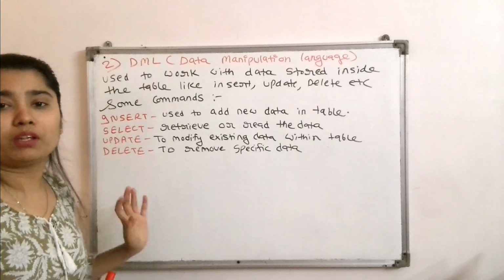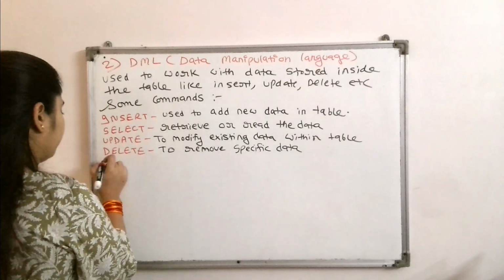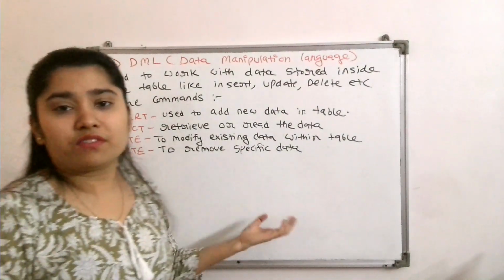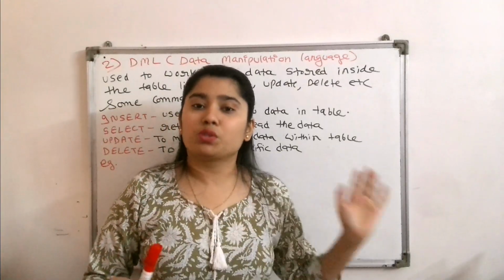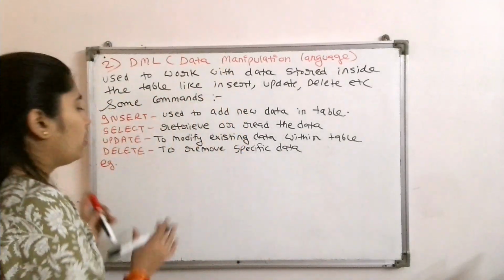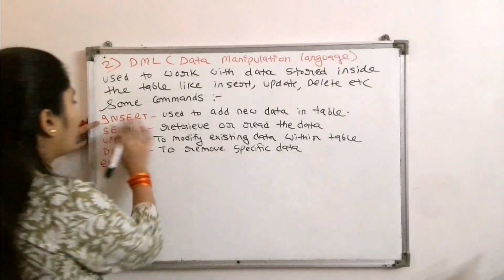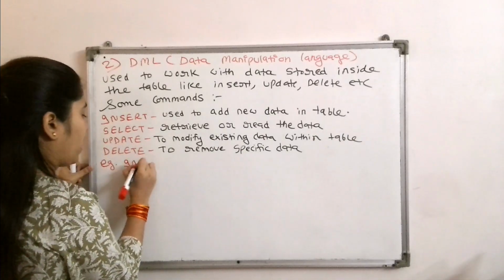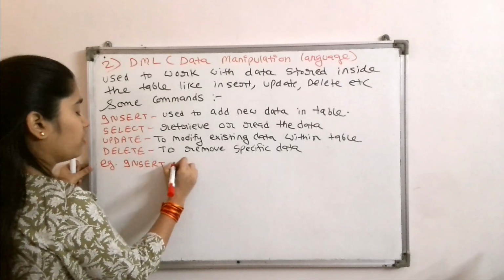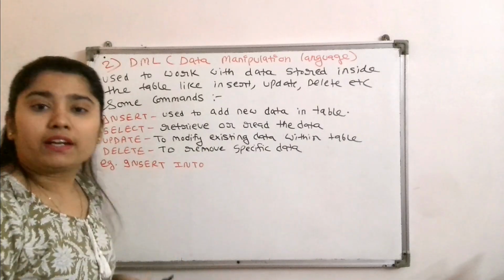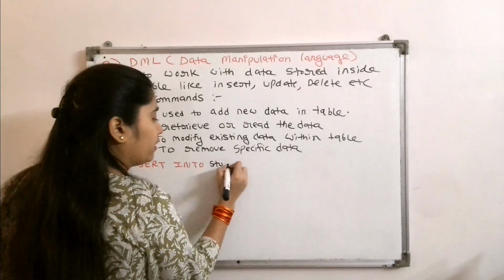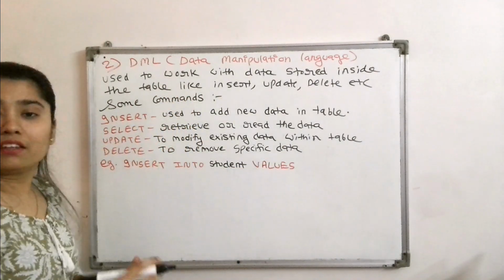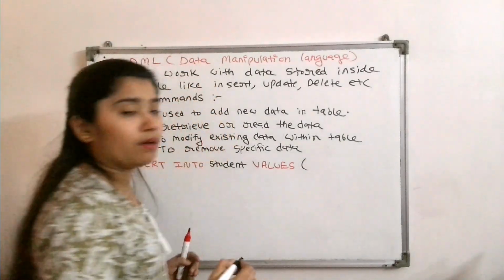Now let's see an example for better understanding. Again, we will see the SQL queries only. Just now we have created a table: we have seen the SQL query create table student. We will use that table only. If we want to use insert, how do we use the insert command? First we write insert into, then our table name, the table name was student, then values.